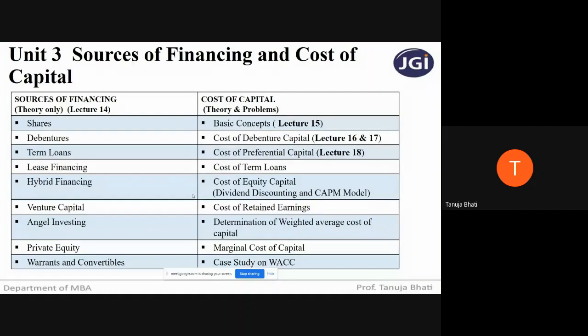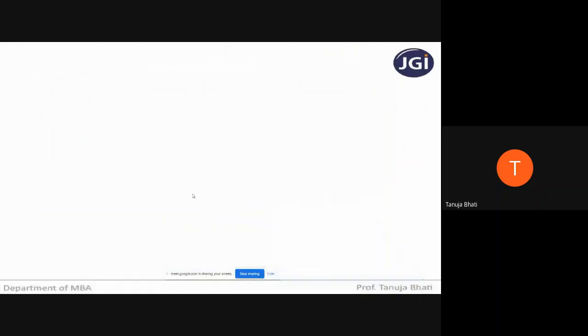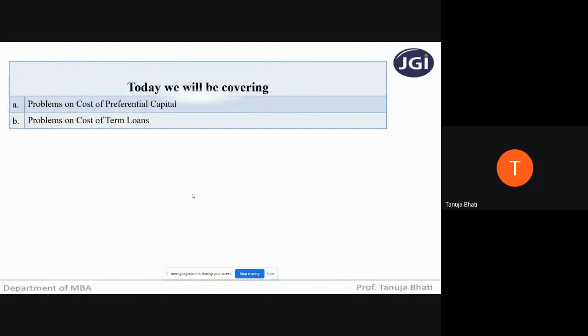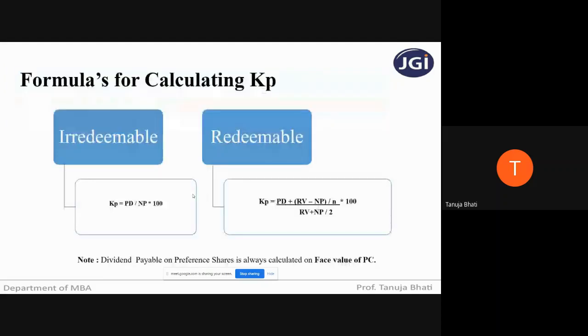Under this module we have already seen the theory part, the basic concepts, the cost of debenture capital, the cost of preference capital, and the theory on cost of term loans. Today we will be covering problems on cost of preferential capital and problems on cost of term loans. Before we move ahead to the problems, let us quickly revise the formulas to calculate cost of preferential capital and cost of term loans.